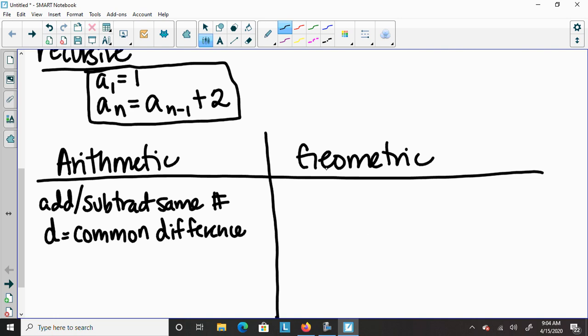For geometric, you're going to multiply by the same number each time. It can be a fraction, so that's why we think maybe you're dividing each time. That works as well. So you're going to multiply by the same number. And that is called the common ratio.